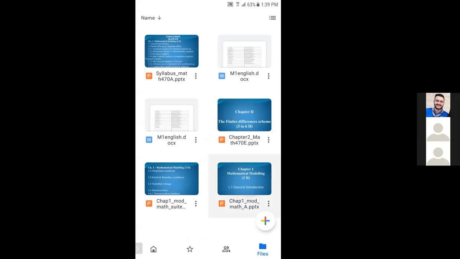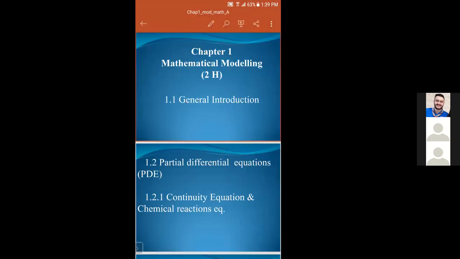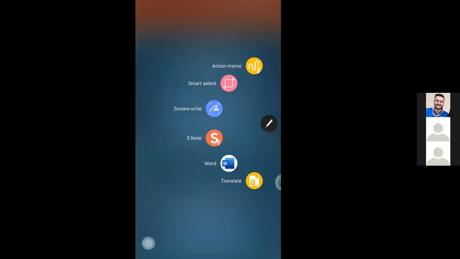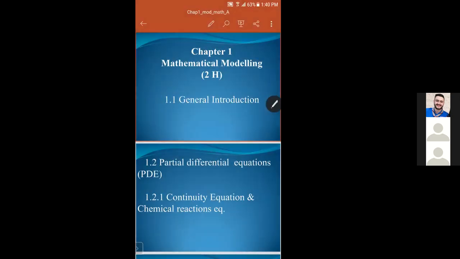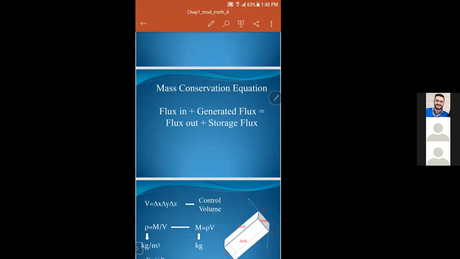Okay. Chapter 1. Let's go to chapter 1. Good. I forgot my... need to use pencil. Just a small revision, a little bit.